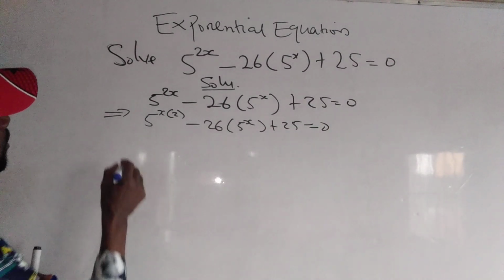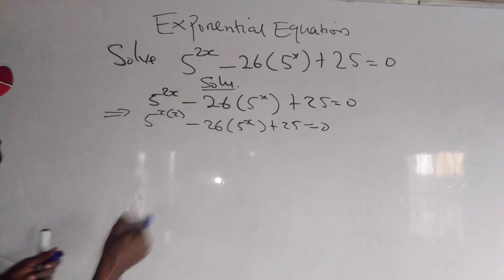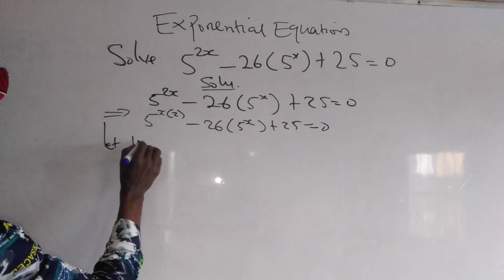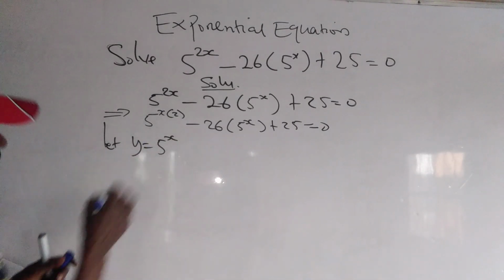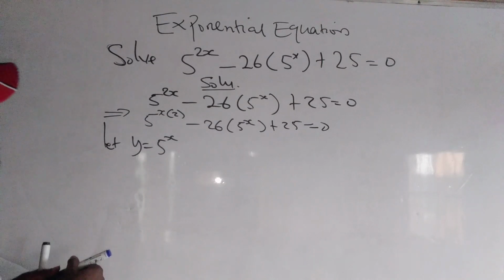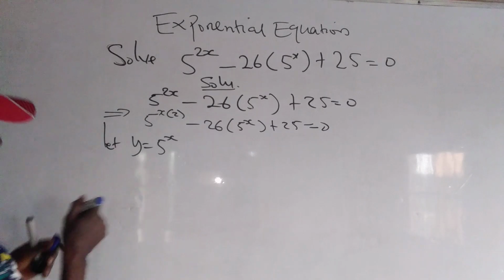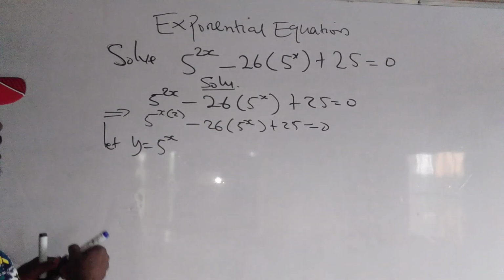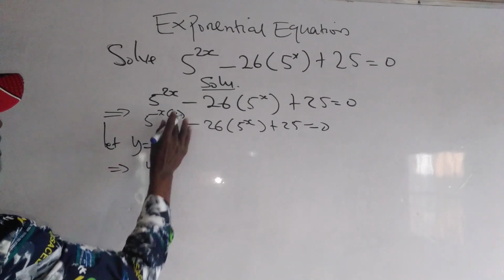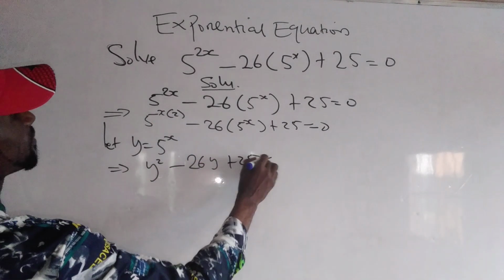Alright, now after this step, since here and here are the same, we can now let any variable, maybe I can say y is equal to 5 raised to the power of x. So if y is equal to 5 raised to the power of x, I can quickly substitute y in place of 5 raised to the power of x in the original equation. So at this point, we end up having y squared minus 26y plus 25 is equal to 0.